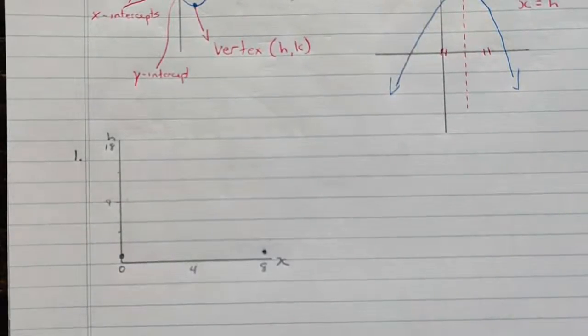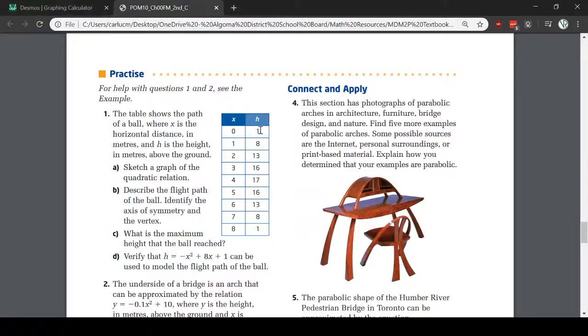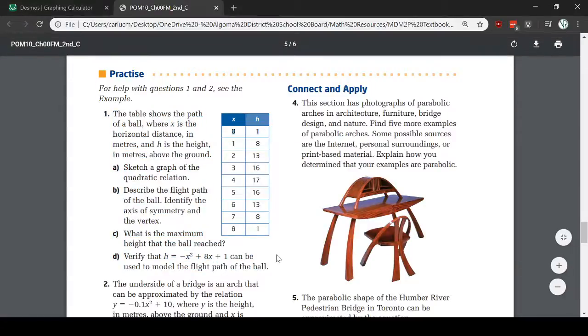And because parabolas are symmetrical, each of these sets of points you can see have a mirrored point. If I transition back here, each of these points is mirrored. So we have, let me switch over, 0 and 1, and 8 and 1. We have 1 and 8, 7 and 8, 2 and 13, 6 and 13.